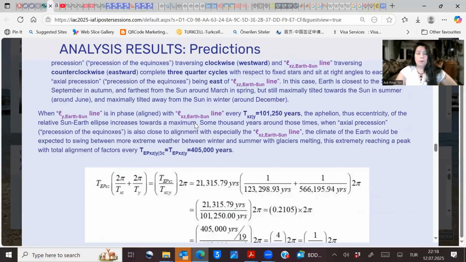And when they are out of phase, like some 50,000 years later or in between, their effects minimize each other, and the Earth's eccentricity is minimal. Some 1,000 years around those times when the LXC line and LY line are in phase, that is superimposed, every 100,000 years, when axial precession is also close to alignment with especially the LXC line, the climate of Earth would be expected to swing between more extreme weather between winter and summer, with glaciers melting, this extremity reaching a peak with total alignment of factors every 405,000 years.